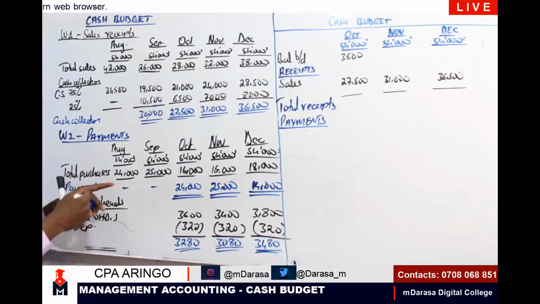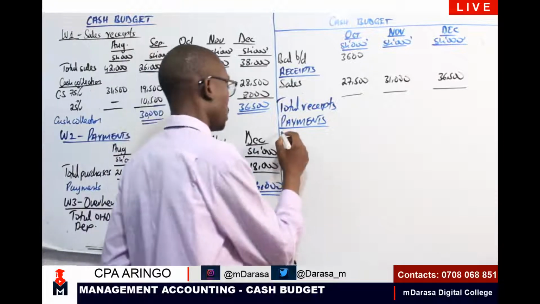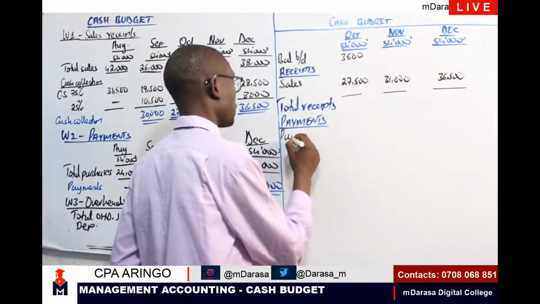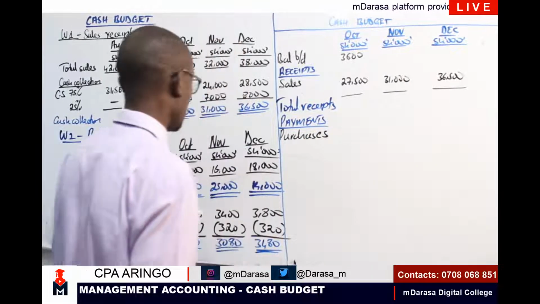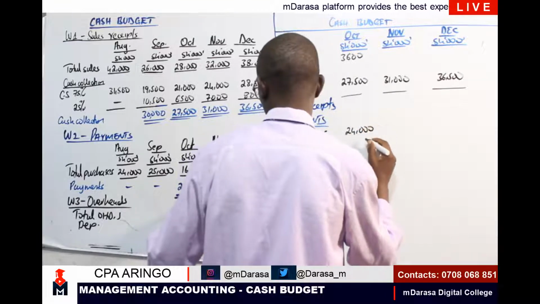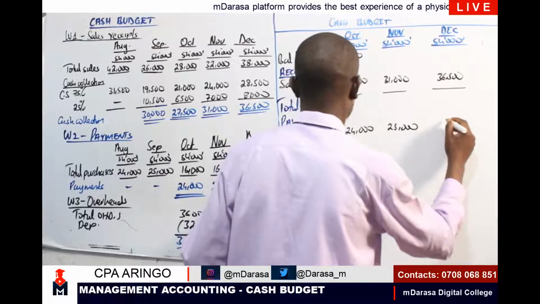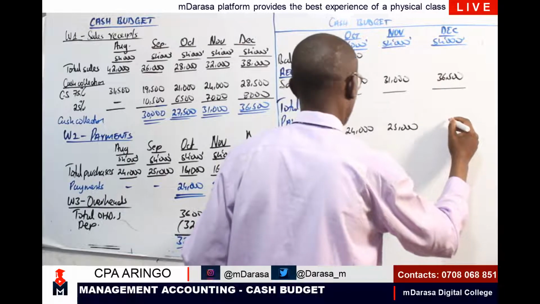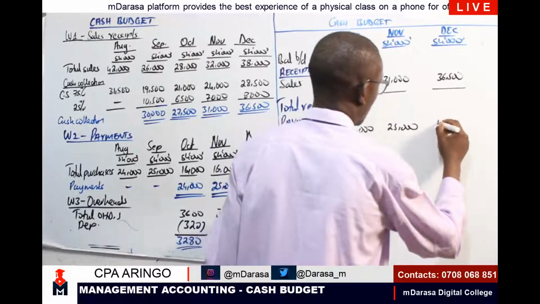Which payments? In this case, we are starting with the aspect to do with the purchases, right? So talk of our purchases. For purchases, we've computed our figures here. I'm having 24,000. We do have 25,000. We do have 14,000 here.